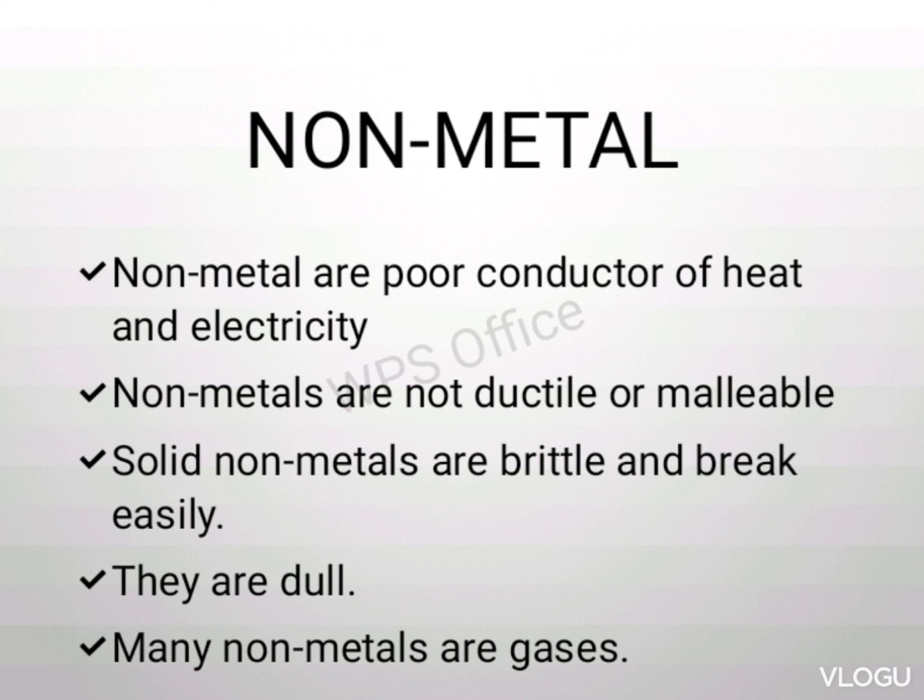The third type of elements in the periodic table is non-metals. Non-metals are poor conductors of heat and electricity. They are also not ductile or malleable. Solid non-metals are brittle and break easily. They are dull and many non-metals are gases.